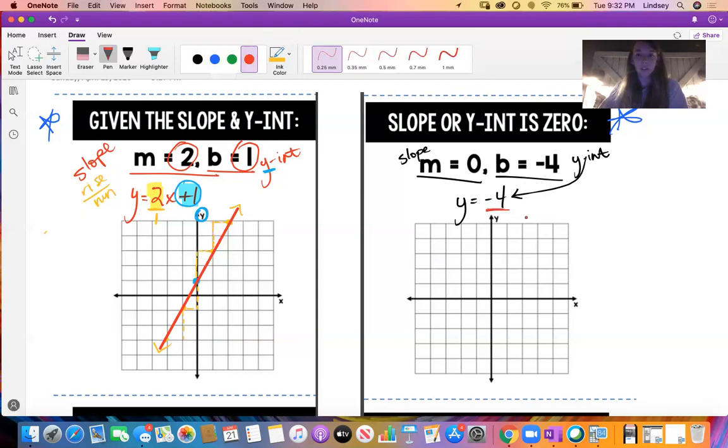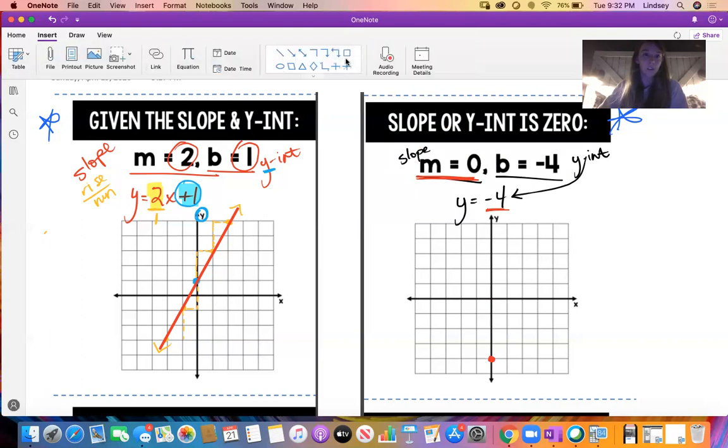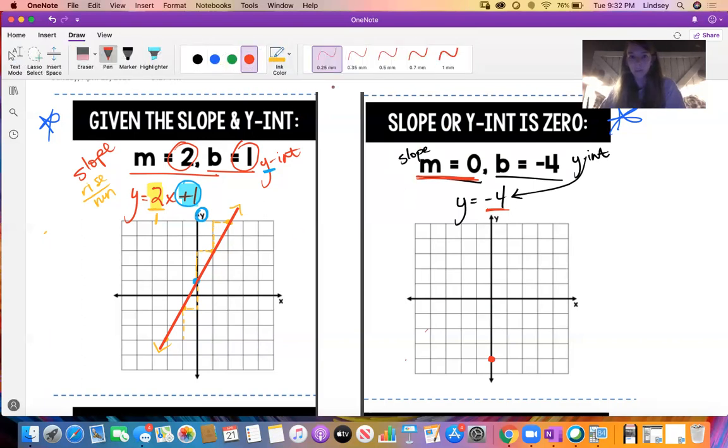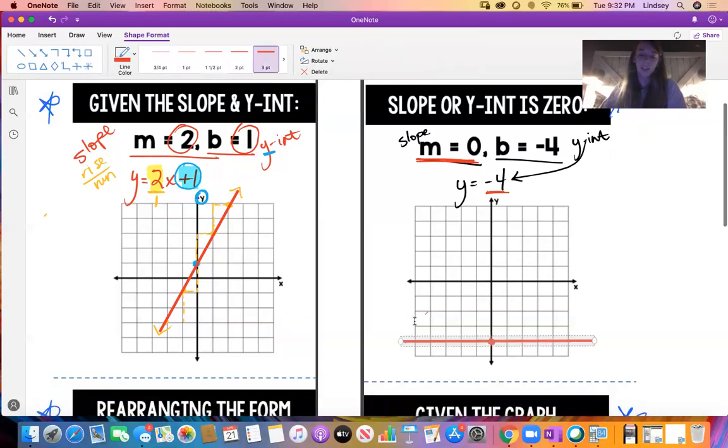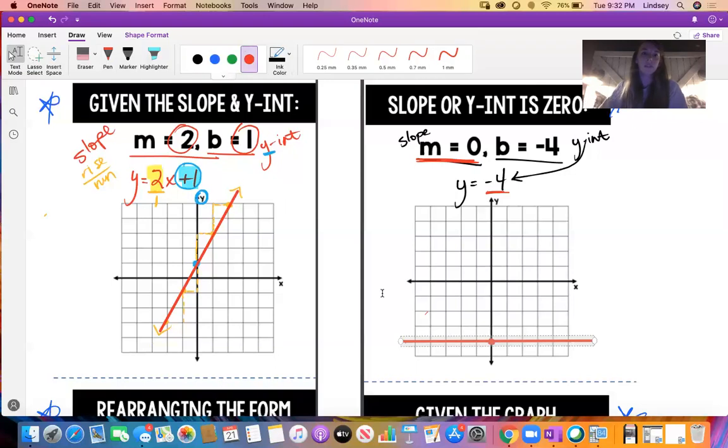That number is going to cross the y-axis at -4. So I'm going to go to my y-axis and go down 4. That's where it's going to cross. Then we look to our slope to see how it rises and runs. But since it's 0, it's not increasing and it's not decreasing. Therefore, we are just going to have a horizontal line like that. Since there's no slope, it's just going to look like that.